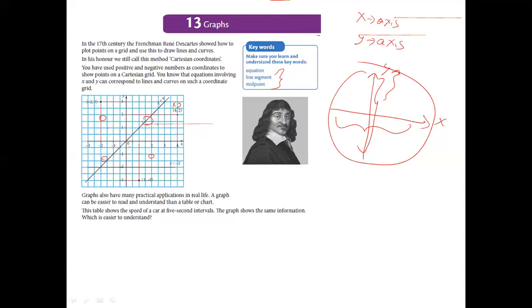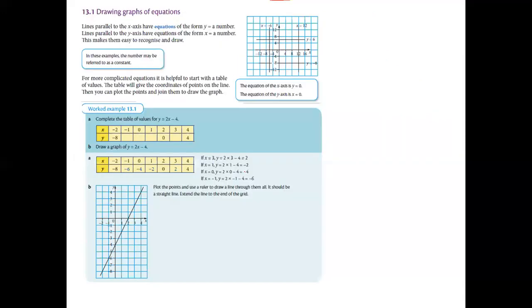Graphs also have many practical applications in real life, and a graph can be easier to read and understand than a table or chart. So, drawing graphs of equations. Lines parallel to the x-axis have equations of the form y is equal to a. So the lines parallel to the x-axis have equations of the form y is equal to a.